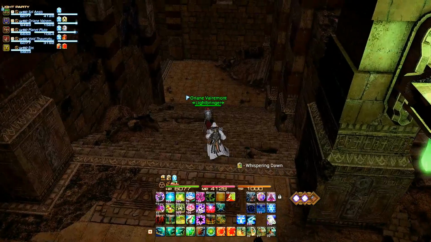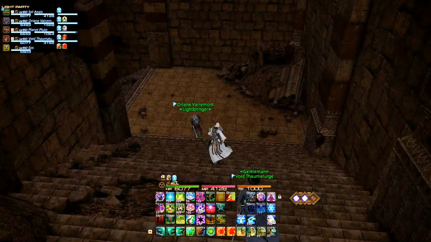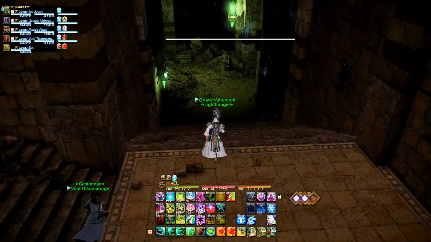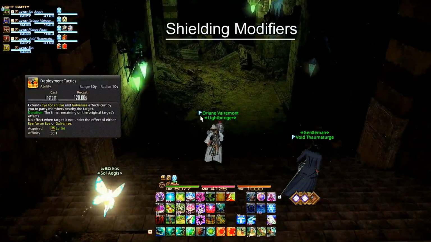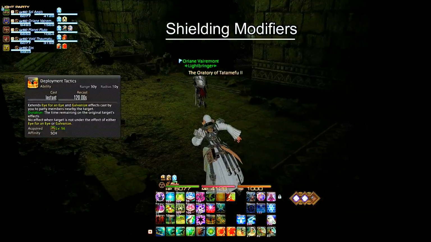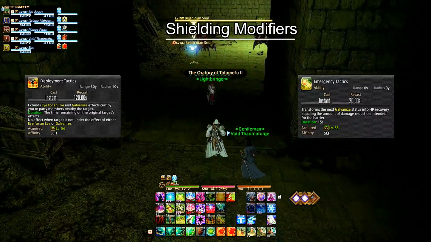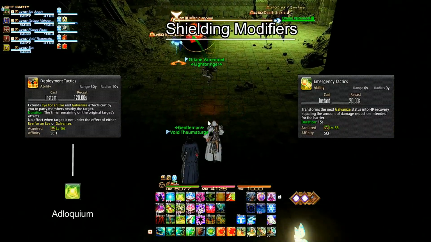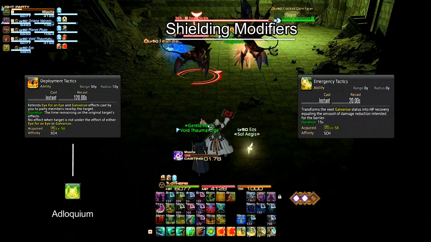There are a couple of different modifiers that can be used with your shield spells to strengthen their effects or to get some emergency healing if needed. These modifiers are Deployment Tactics, which is used to spread the Galvanize buff to the rest of your party, and Emergency Tactics, which, in place of a shield, doubles the effect of Galvanize and heals for that amount instead.